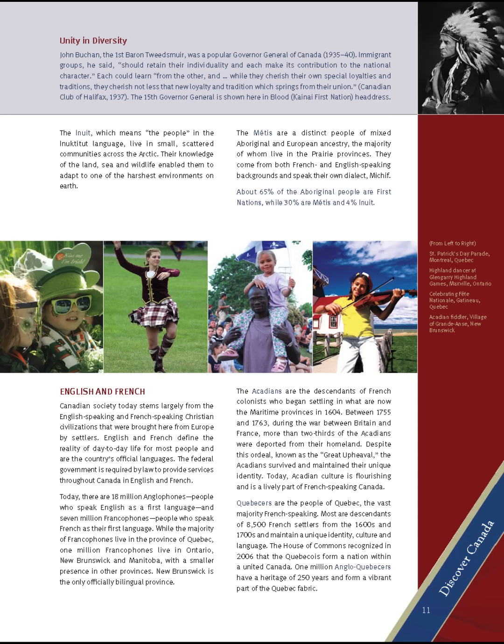The Inuit, which means the people in the Inuktitut language, live in small, scattered communities across the Arctic. Their knowledge of the land, sea, and wildlife enabled them to adapt to one of the harshest environments on Earth. The Métis are a distinct people of mixed Aboriginal and European ancestry, the majority of whom live in the Prairie provinces. They come from both French and English-speaking backgrounds and speak their own dialect, Michif. About 65% of the Aboriginal people are First Nations, while 30% are Métis and 4% Inuit.